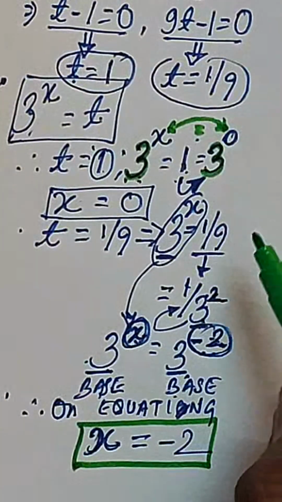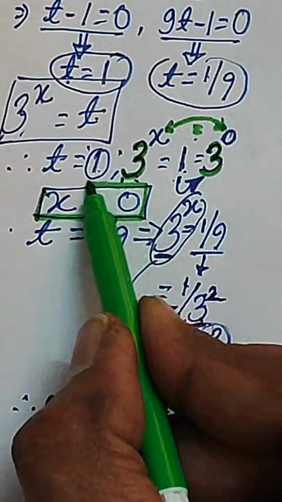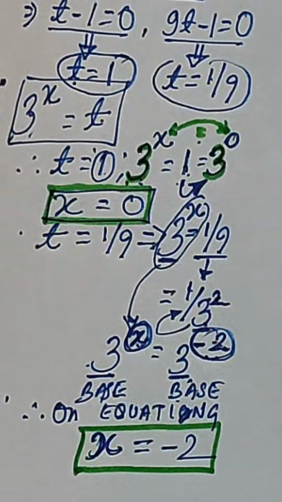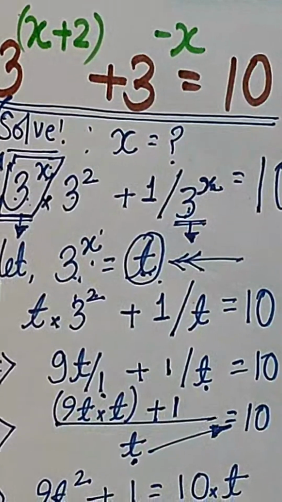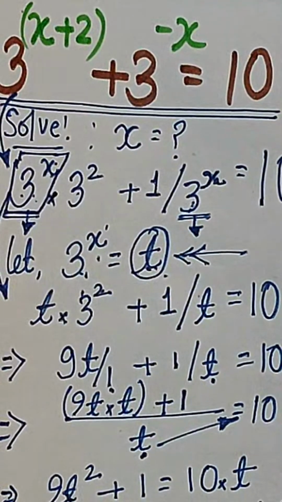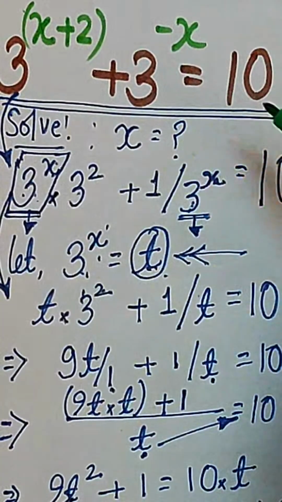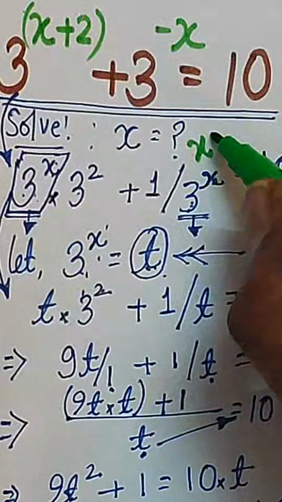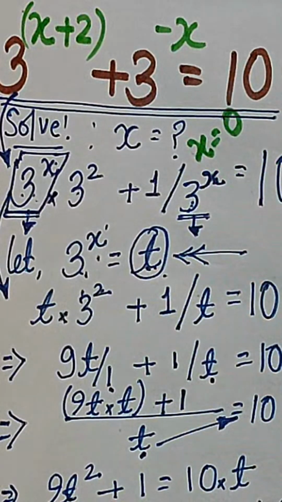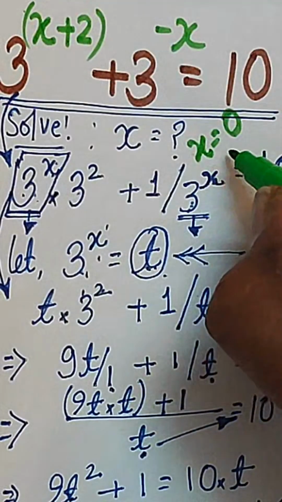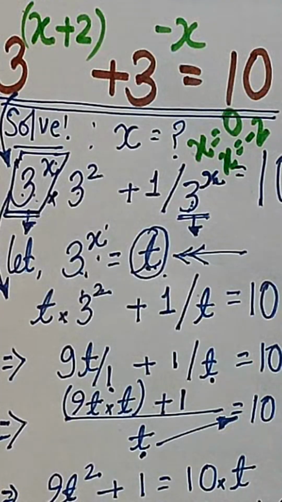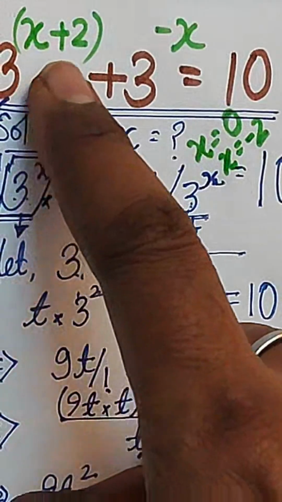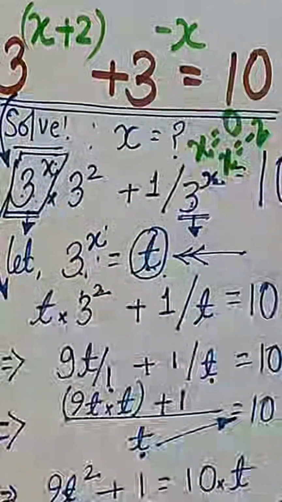And earlier we have calculated x equal to 0. So 0 and minus 2 are the solutions for this quadratic equation, 3 power x plus 2 plus 3 power minus x equal to 10. So the solutions are x equal to 0, and the other one we have calculated is x equal to minus 2, right? So these are the two solutions for the equation 3 power x plus 2 plus 3 power minus x equal to 10.